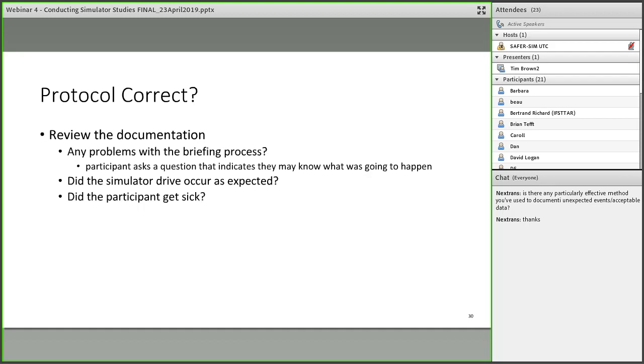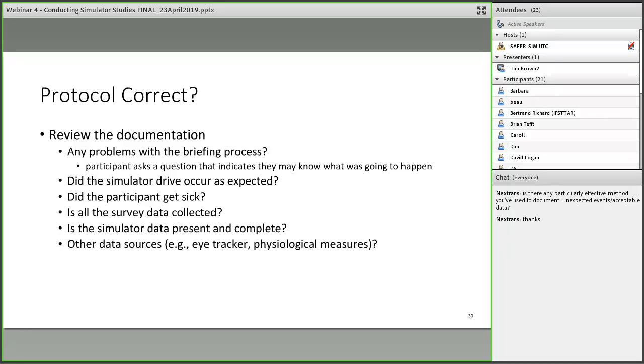Did the participant get sick? Do we have all the survey data? So we focus a lot on the simulator data, but are the other data that go with it all complete and valid? Is everything in the simulator data present and complete? Sometimes there's something quirky and something doesn't get recorded. You have an incomplete data file. Those are things we care about.